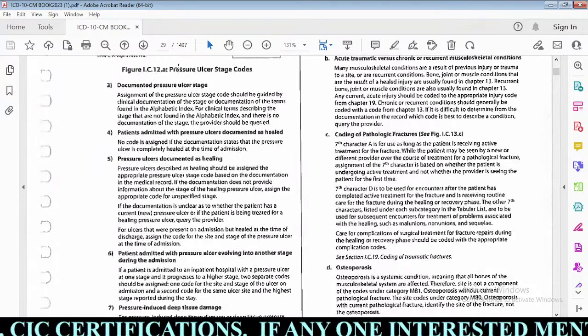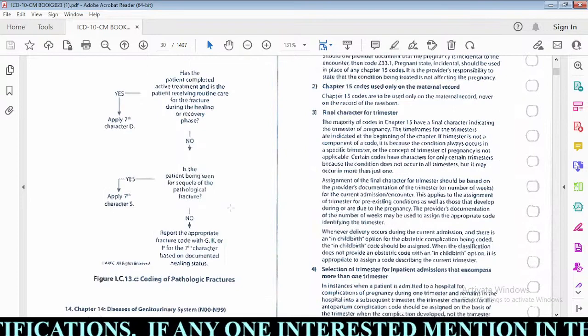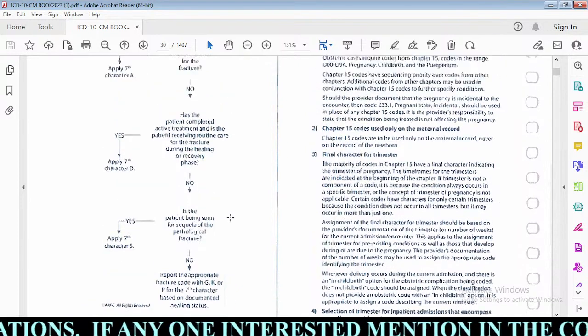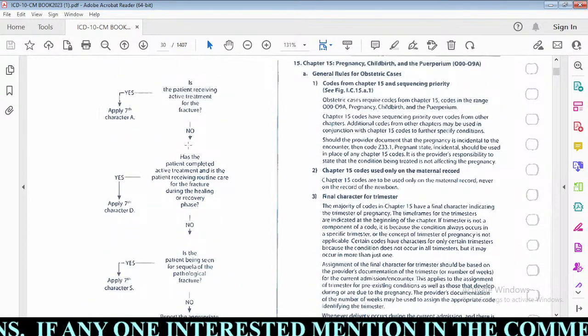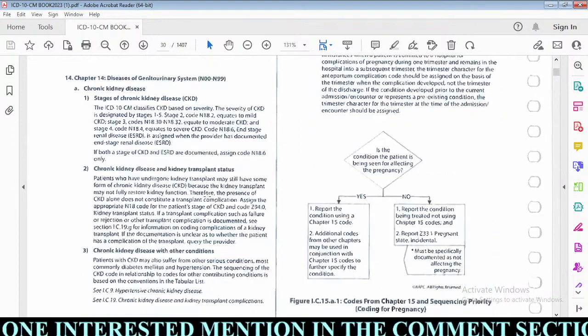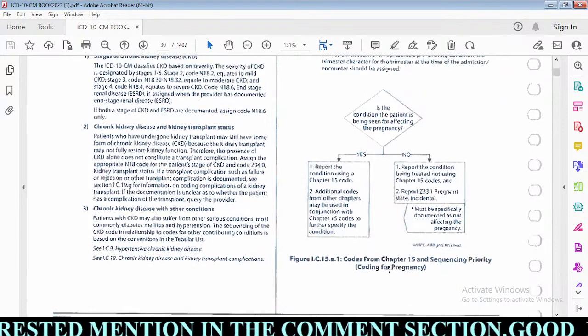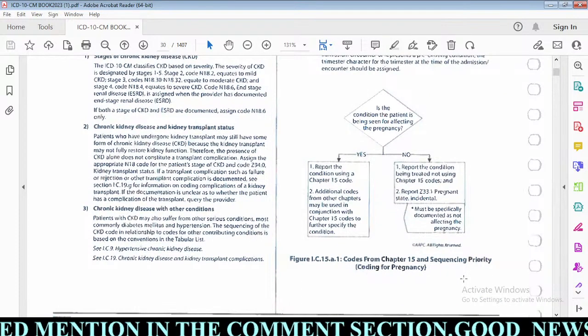Based on our documentation and scenario, see here, we have coding of pathological fractures. So you need to master all these trees here. Anyway, these are useful while writing and going for the interview also.